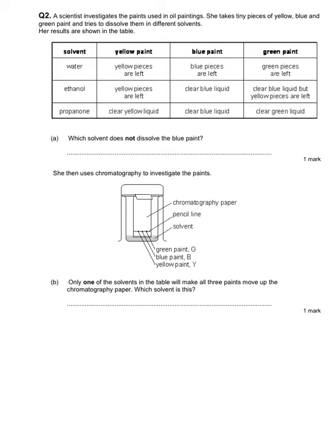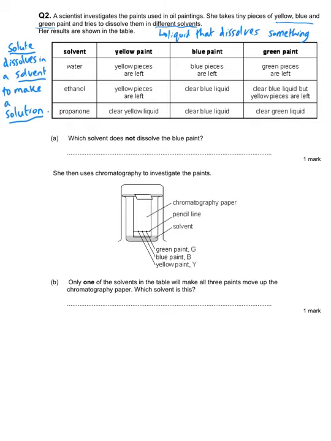This question is about separating mixtures, and there is a student who's taken some different coloured oils, yellow, green and blue, and she's tried to dissolve them in different solvents. Now a solvent is something that is able to dissolve a different type of substance called a solute, usually a solid solute, but it could be a liquid as well. And so we've got this on the left here, a solute dissolves in a solvent to make a solution. That's something that's really important that you know.